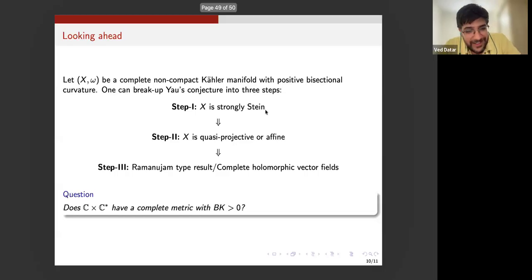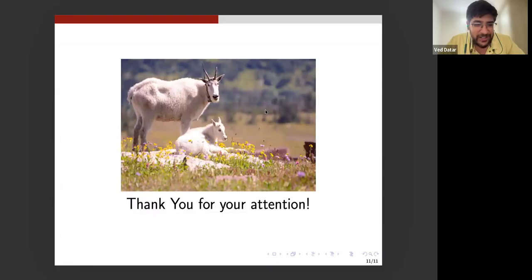Okay, so let me also end with this rather intriguing question. We were very surprised when we started working on this problem that apparently it's not even known whether this very simple complex manifold C cross C star has a complete metric with positive bisectional curvature. So even this very simple example seems to be open. This should tell you how far-reaching Yau's conjecture is and how little is really known about it if you don't assume anything extra about the geometry at infinity. So maybe this is a good place to stop. Thank you for your attention.